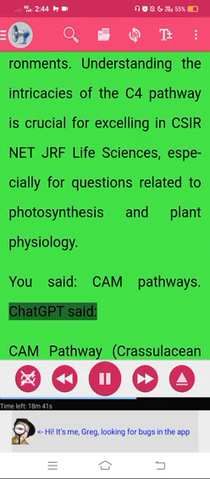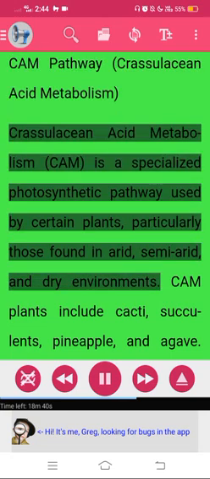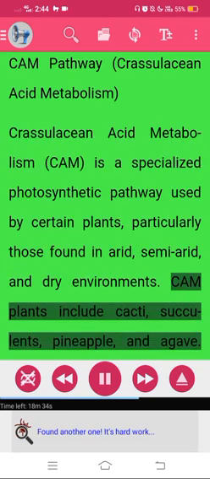CAM pathway. Crassulacean acid metabolism, CAM, is a specialized photosynthetic pathway used by certain plants, particularly those found in arid, semi-arid, and dry environments. CAM plants include cacti, succulents, pineapple, and agave.